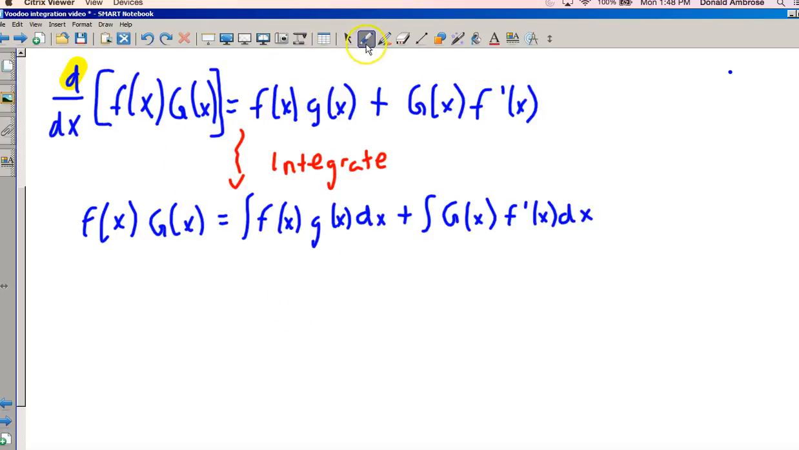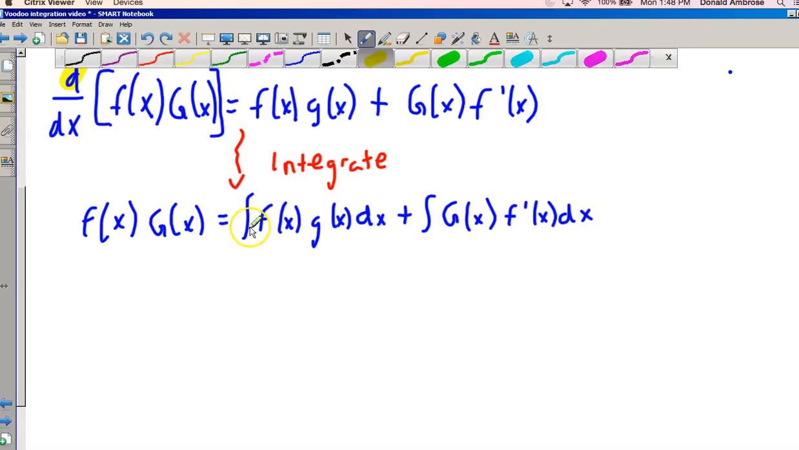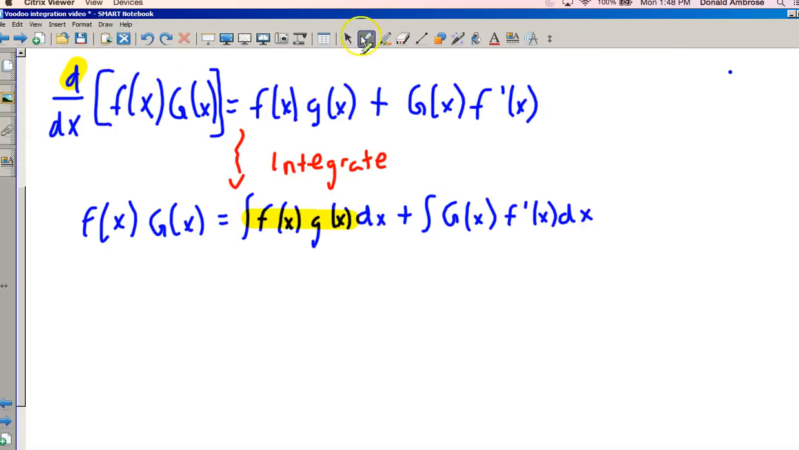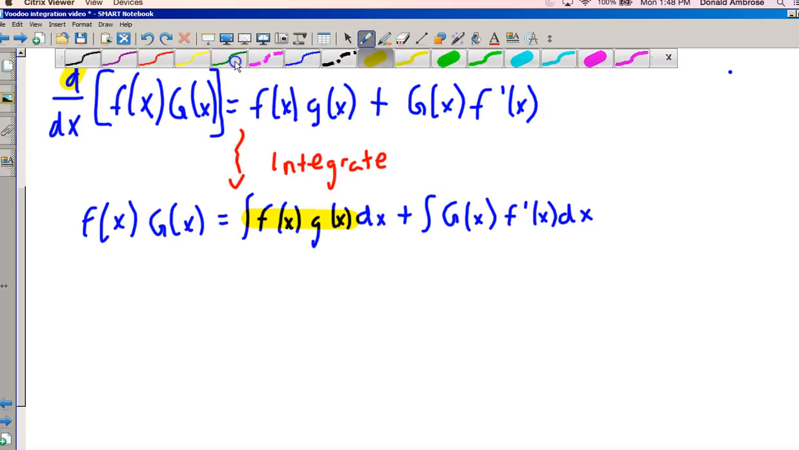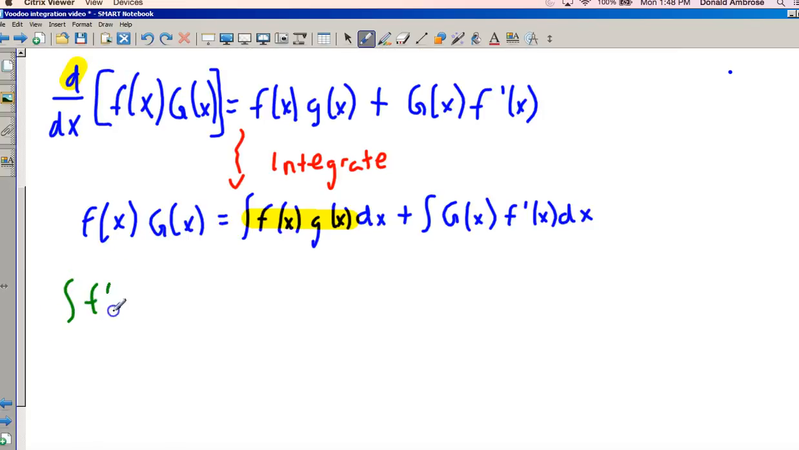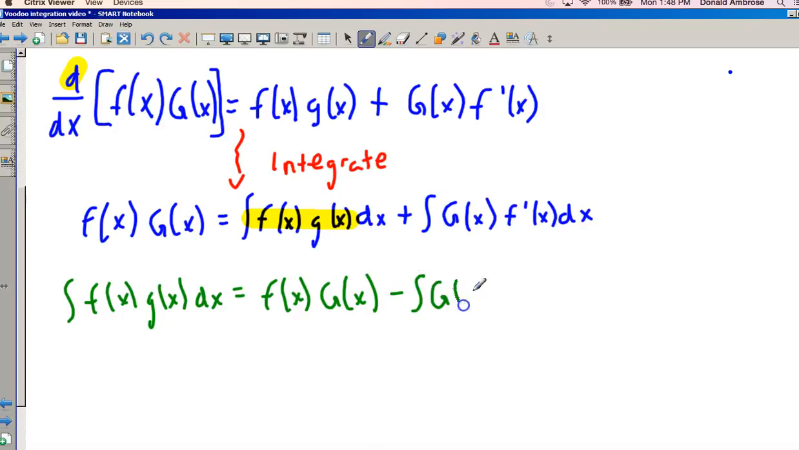Now, this left-hand side here, with this integral of f of x g of x, is what we're really trying to solve for. So if I just do basic algebra to solve for that integral, I'll have that the integral of f of x times g of x should equal f of x times big G of x minus the integral of g of x times f prime of x. And this now is the basic formula that we use when we want to perform the Voodoo integration by parts.